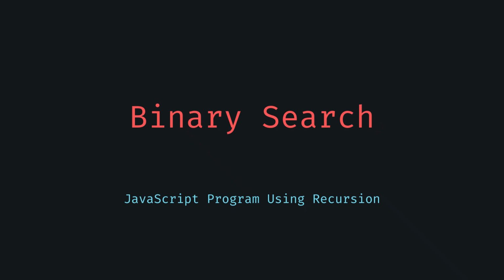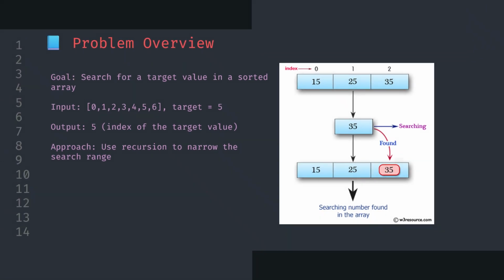Let's start by understanding the problem. We are given a sorted array and a target value to find. Binary search works by splitting the array in half and choosing the correct side to search next. This repeats until we find the target value or determine it is not present. Let's look at the JavaScript code that makes this work.